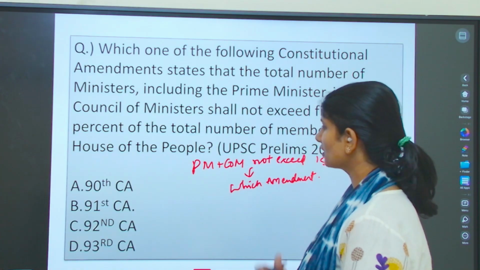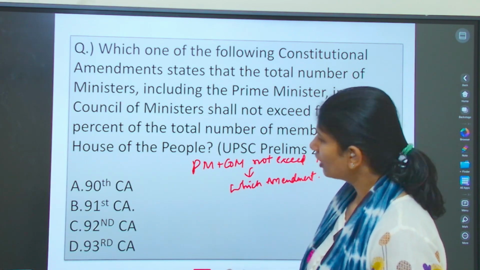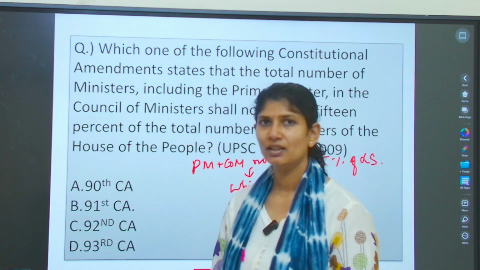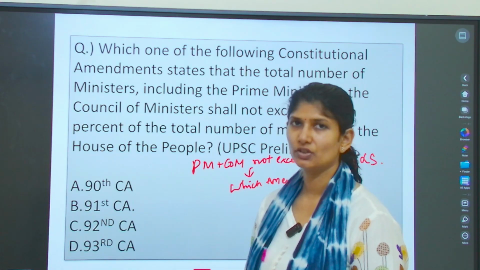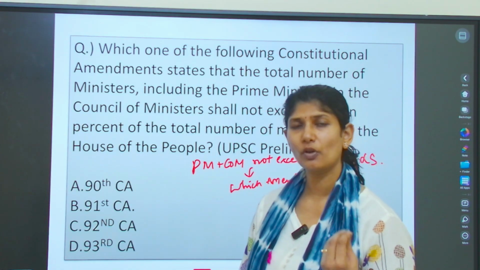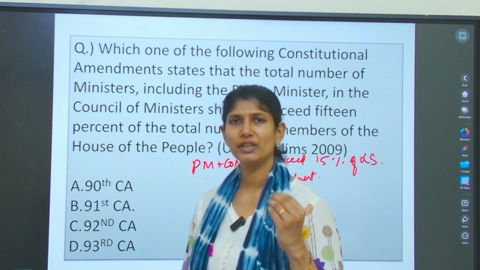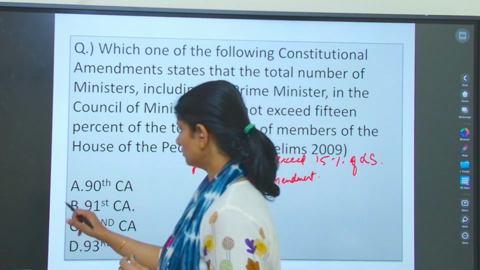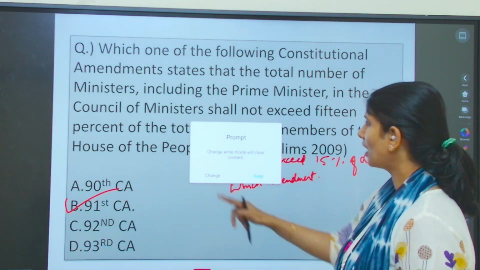What is the answer? 90th constitutional amendment, 91st, 92nd, 93rd. You see, the options are consecutive numbers. You have to know this to answer. So the 91st amendment becomes important for these reasons. Not all amendments you have to learn by heart, just the very important ones. So the correct answer is the 91st constitutional amendment.